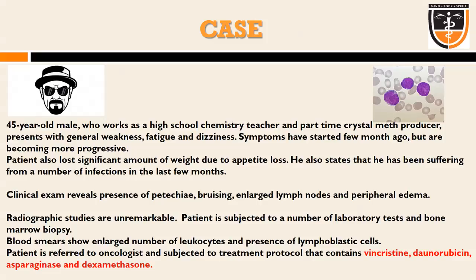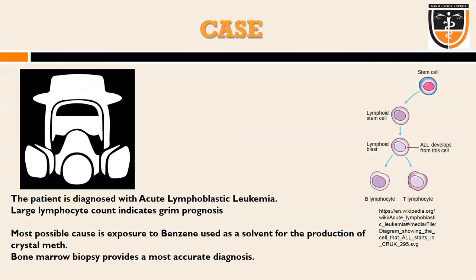What you want to do is prevent the rapid division of the malignant cells by affecting the formation and the breakdown of its mitotic spindle. So the patient is diagnosed with acute lymphoblastic leukemia. The large lymphocyte count actually indicates that he's not going to do well.